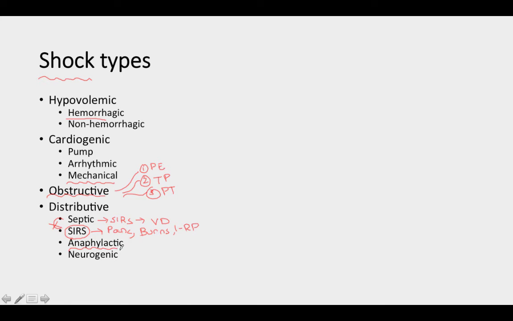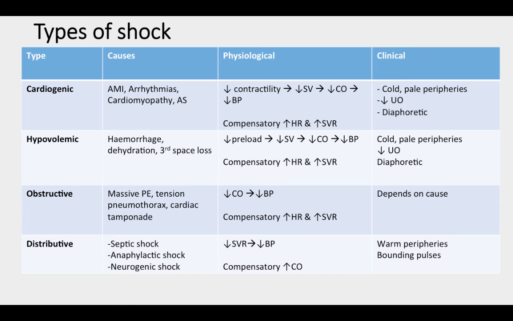Anaphylactic shock, obviously very important. You get exposed to an allergen, you develop a severe allergic response. And then neurogenic shock is a very interesting type of shock. It's seen most often in traumatic brain injuries, and it's because of an interruption of autonomic pathways and an altered vagal tone, leading to a decreased vascular resistance.